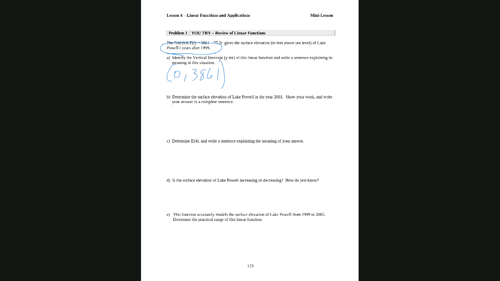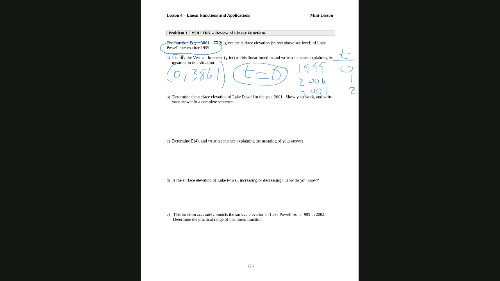Now, T is our x, our input. T is the time. When T is 0, what does that mean? It means we are in 1999, because we are starting from 1999. So in 1999, time is 0. In 2000, you will be 1 year old, or the surface elevation we are looking at is 1 year old. 2001, we have 2 years, and it keeps going like that. So when T is 0, we are in 1999.